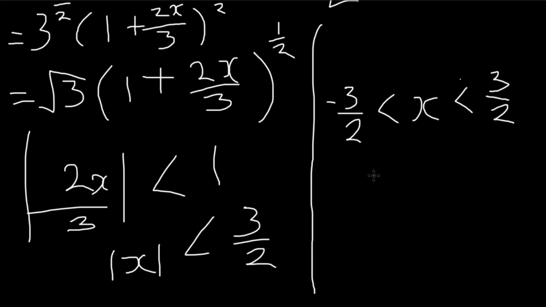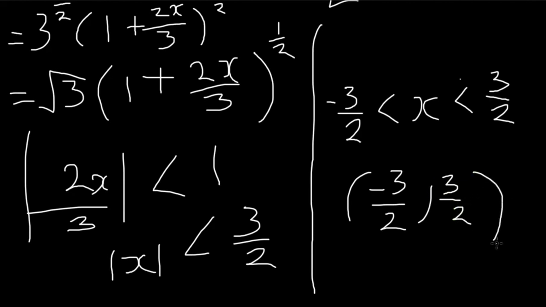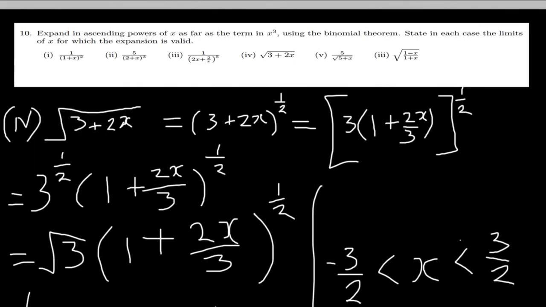If you want, you can write it in set notation, which is just the same as negative 3 over 2, and then comma 3 over 2. So these are the values of x for which the expansion is valid. So this is how you do even the remaining questions. They are not that difficult.